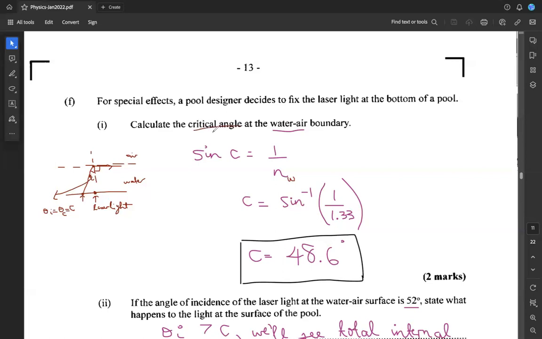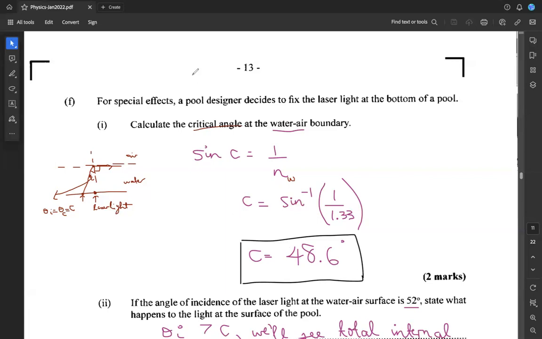But just remember, the critical angle is when the incident ray, the ray that's coming in, doesn't actually get refracted. It just kind of grazes along that path, that boundary, right? And that's what our critical angle represents, the angle at which the refracted ray just grazes along the surface, or the boundary.